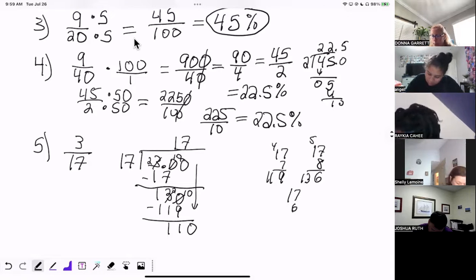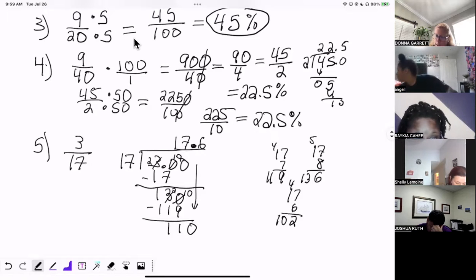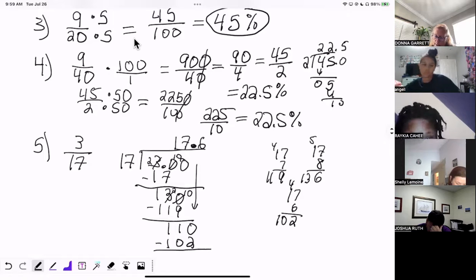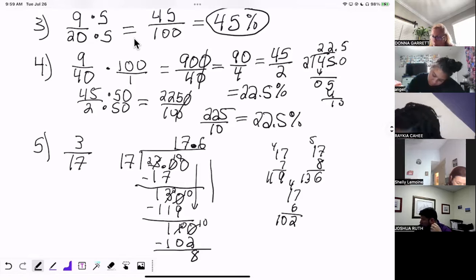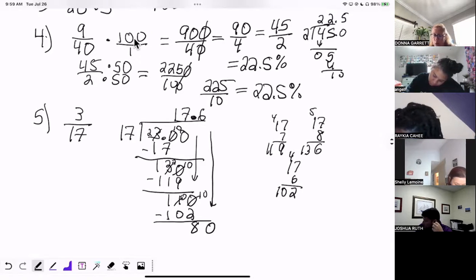So what's 17 times 6? 102, perfect. Okay, so that's a decimal, right? I just added a 0, decimal. So it's 6, which is 102. If I subtract that, I get 8. I'm going to add another 0, and we're going to round to hundredths. Okay, 17 into 80.